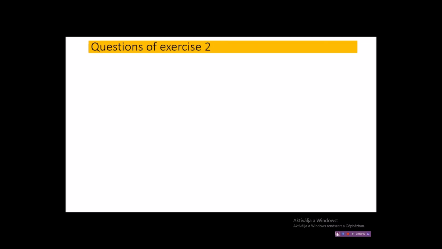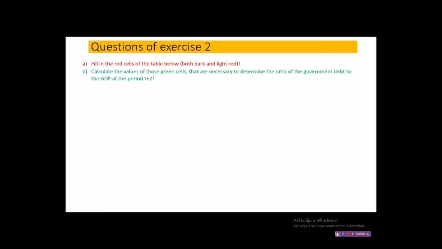Alright, so these were the data, and let's see now what the questions of the exercise are. The first is to fill in the red cells of the table below, both dark and light red. Soon you will also see that table. The second is to calculate the values of those green cells that are necessary to determine the ratio of the government debt to the GDP 2 years later. And finally, and this is the essential part, to determine the ratio of the government debt to the GDP in the time period T+2, so 2 years later.